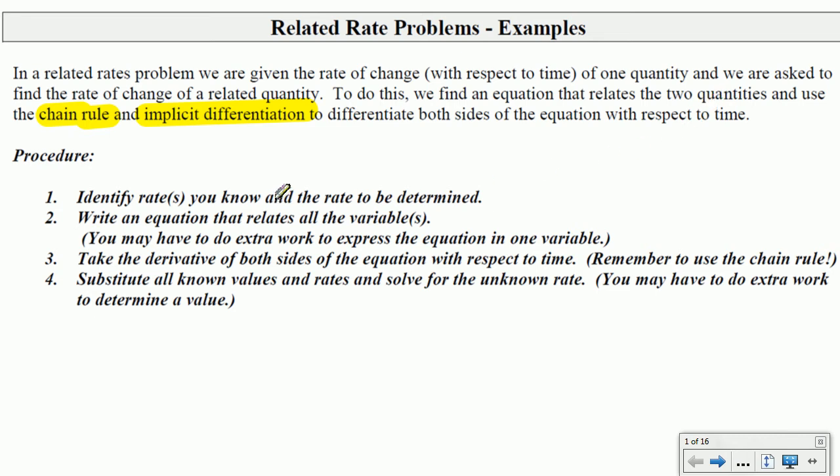So the general procedure for these types of questions: usually a good idea to identify what you know and what you don't, write an equation that relates all the variables, take the derivative of both sides of the equation with respect to time, and then substitute all known values and rates and solve for the unknown rate.